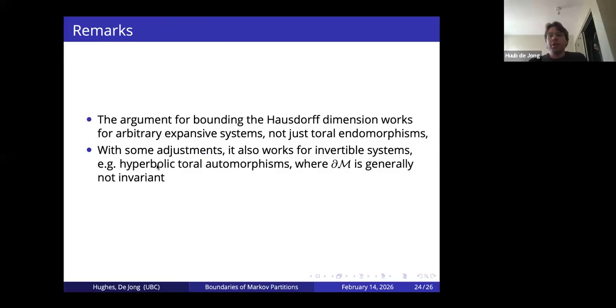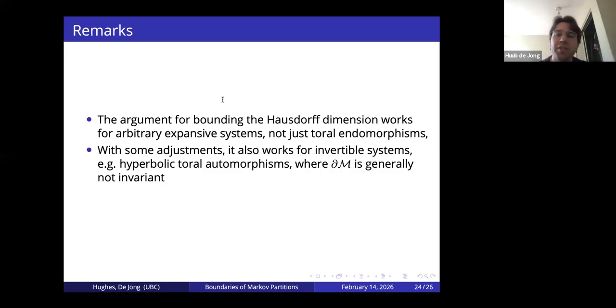One thing to note about this argument is that it also works for non-toral maps that admit a Markov partition. The notion of lambda is not exactly an eigenvalue, but it's a lower bound on the expansion. So I can do it for general expanding systems. Oh, this is a typo. This should be expanding.